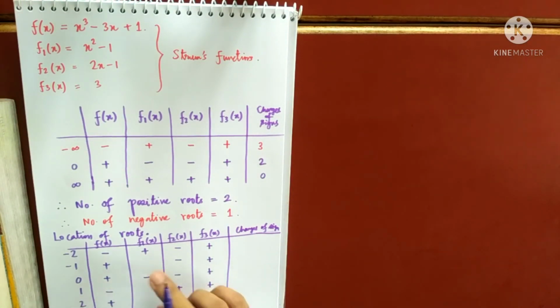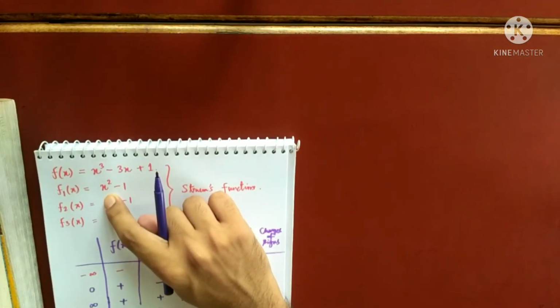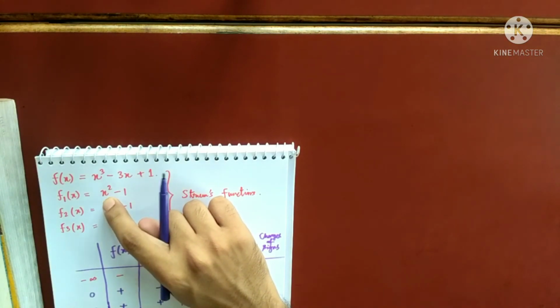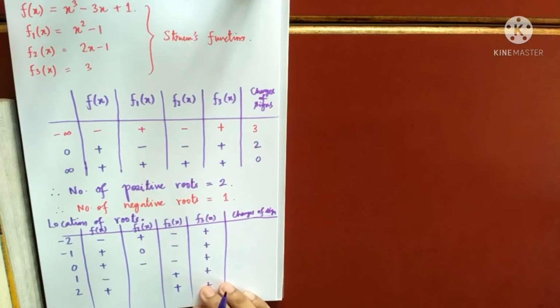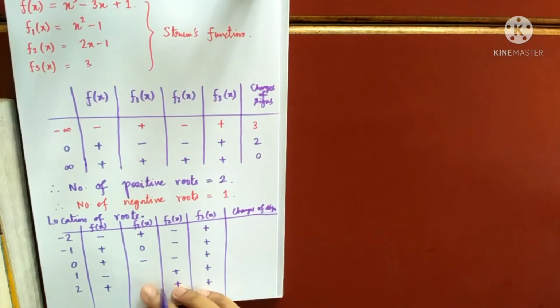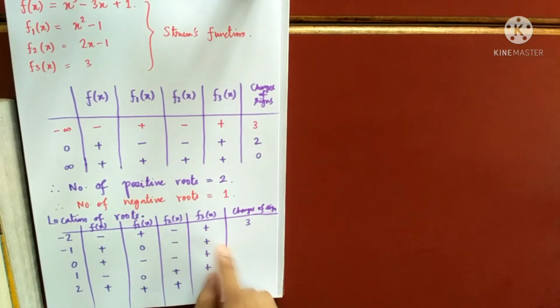You may check. For -1 here, -1 squared is 1, and 1 minus 1 is 0. So it has no sign. I will write here 0. For 1, it again has no sign, so I will write here 0. I will write here plus. Write down the changes in sign. 1 change, 2 change, 3 change. 3 changes in sign. We just ignore this one. So 1 change, 2 change.